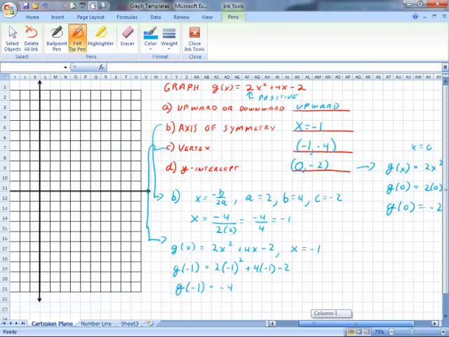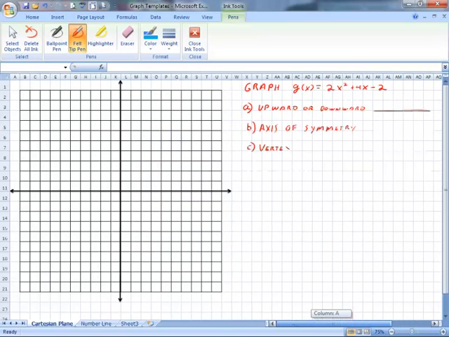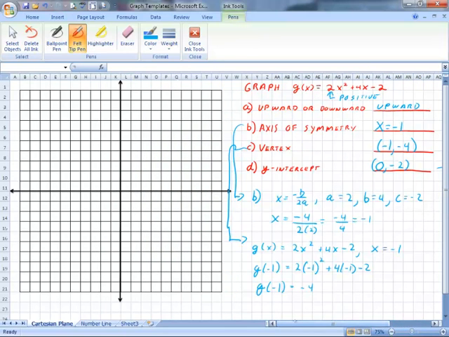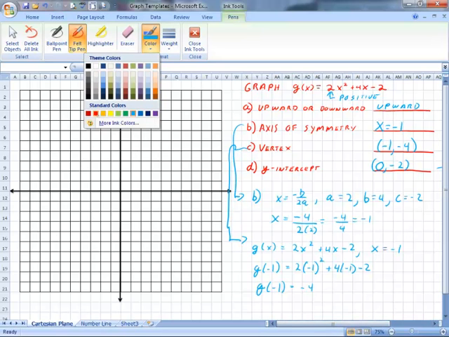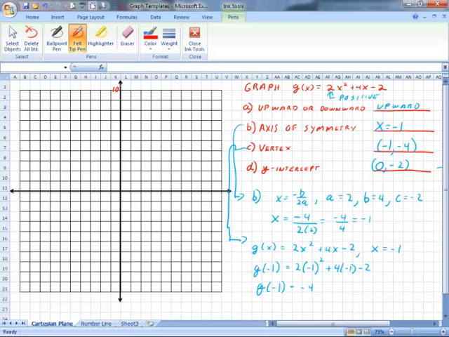So let's go ahead and graph some of this information that we have here. So the first thing I'm going to do is change the color to make it stand out a little bit more, and we'll use red. And we're going to label our graph. That's going to be 10 at x, then negative 10, and negative 10 over here.